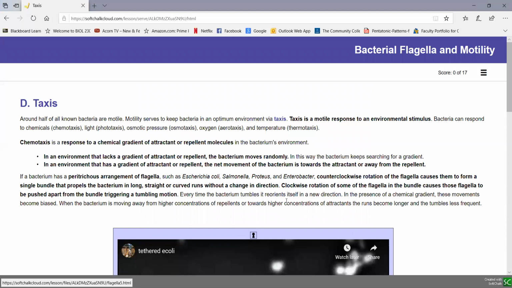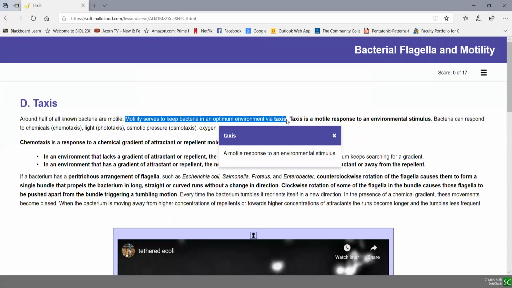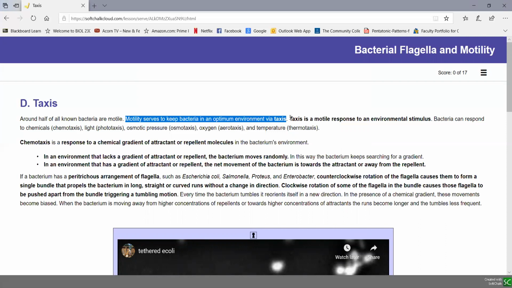Which brings us to taxis, which is part of bacterial behavior. Now, about half of all known bacteria are motile, and motility serves to keep bacteria in an optimum environment. And this is done through a process called taxis. So we define taxis as a motile response to an environmental stimulus. So bacteria are showing behavior, they're responding to their environment. They can move towards a better environment or away from a more harmful environment. And different bacteria respond to different things.